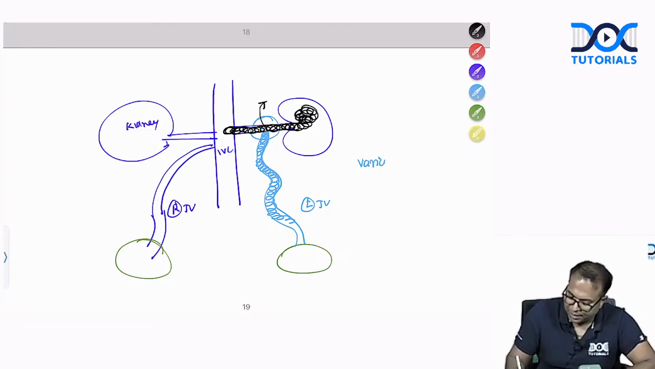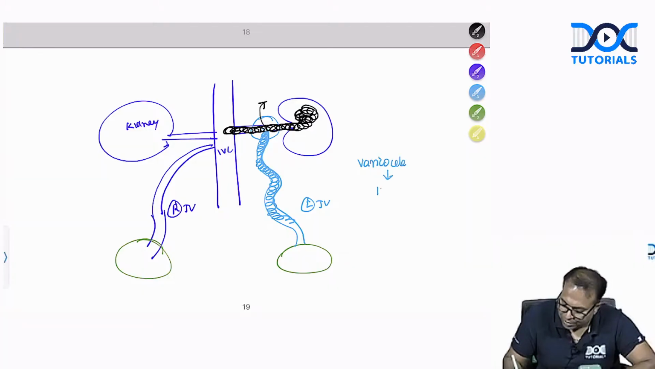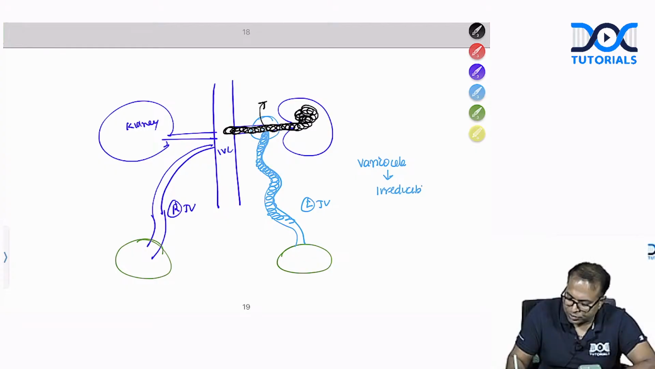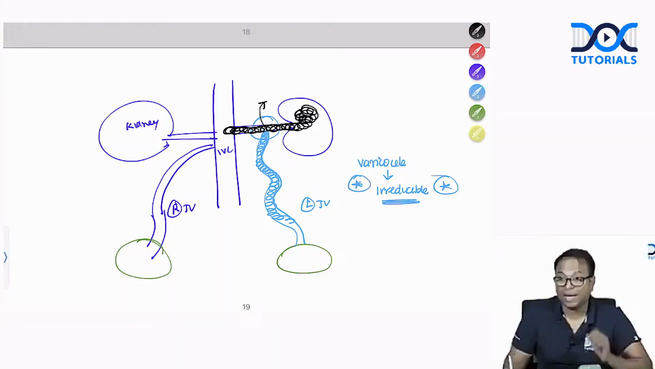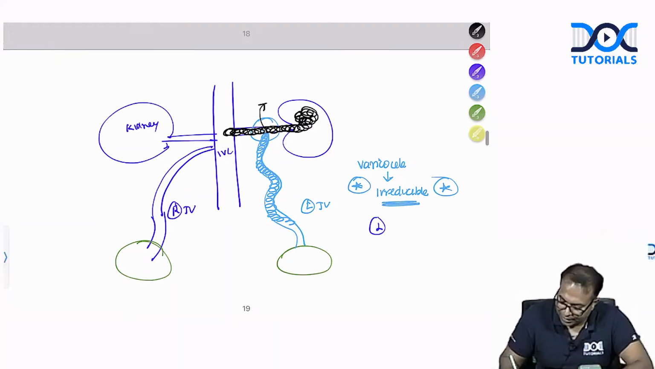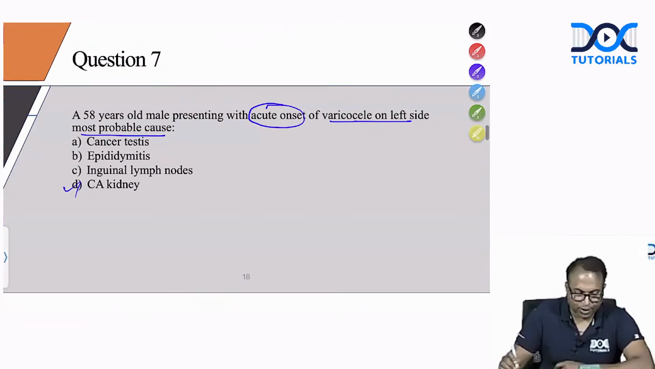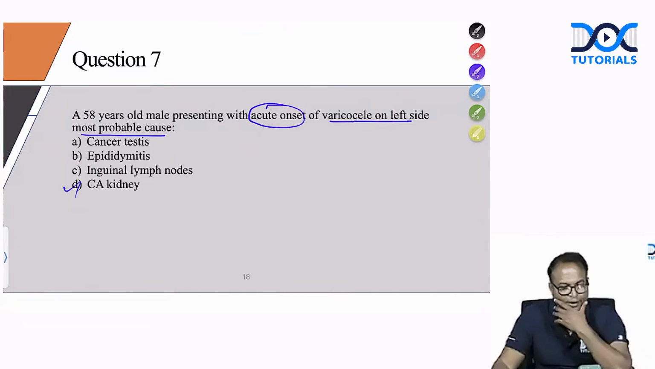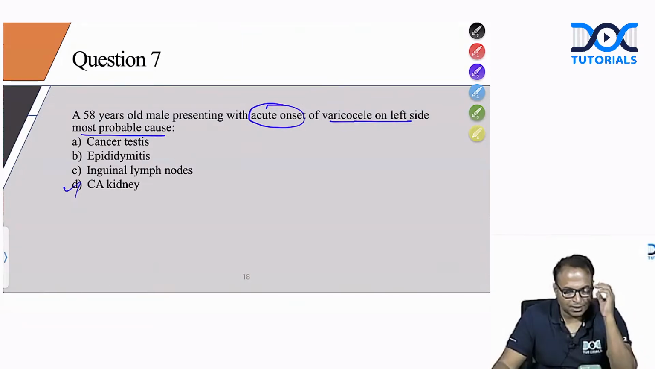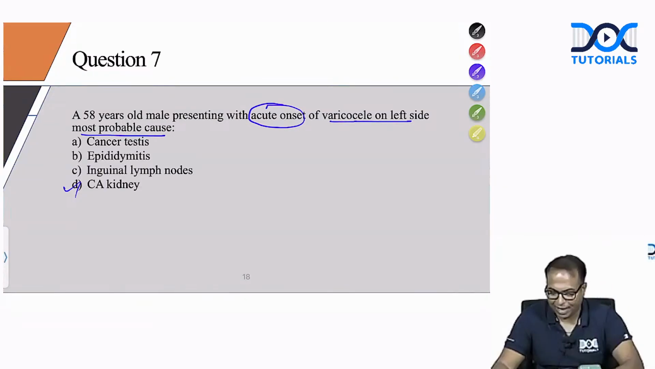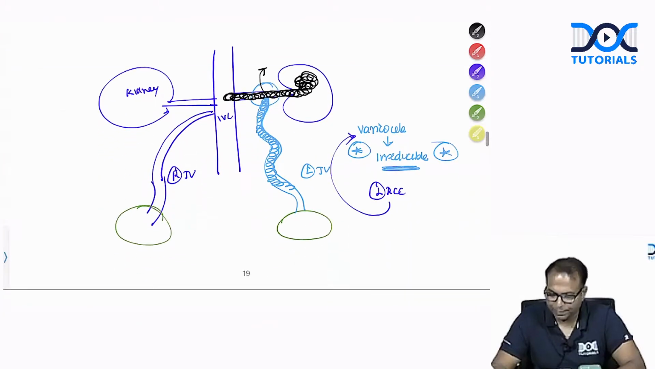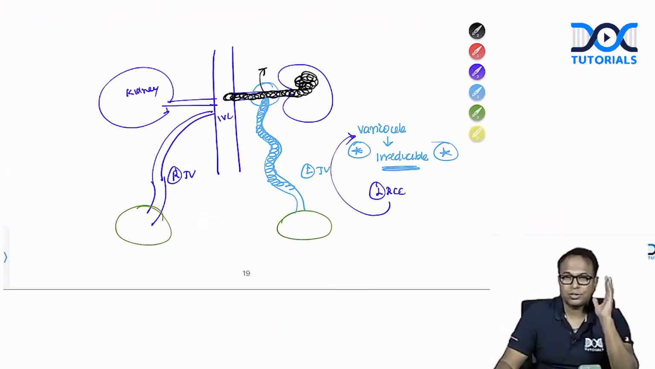So varicocele is usually reducible on lying down, but the only varicocele which is irreducible on lying down is this one. Left side renal cell cancer causing varicocele is irreducible. Absolutely correct. So that's the correct answer here. Please don't forget this. The answer for this question is renal cell cancer of the kidney, which causes acute onset of varicocele. So irreducible varicocele is due to RCC.